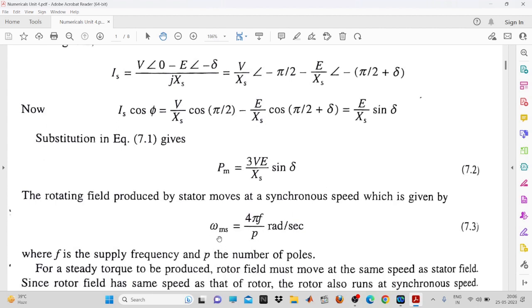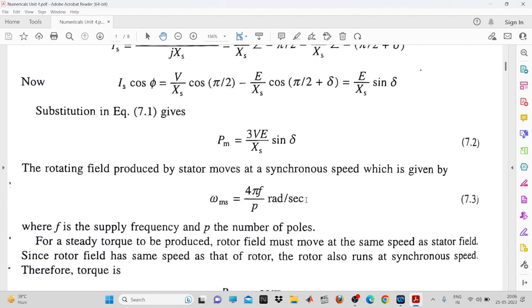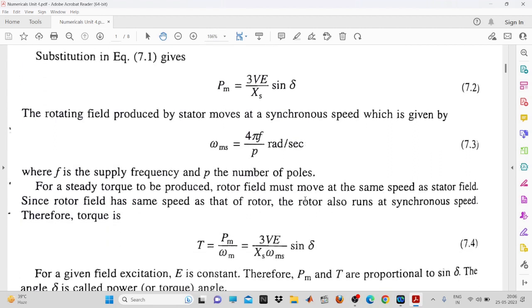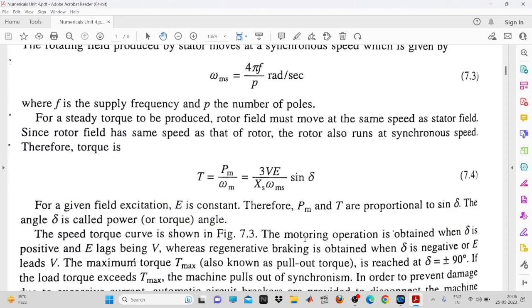Okay, and we want the angular speed. What is the angular speed? That is 2 pi f, or we can write omega equals 2 pi n. So 2 pi into 2f by P. So you'll be getting this as the rotating magnetic field speed. And similarly, now when you have the mechanical power, you can simply calculate the torque. So P will be equal to omega into T. So we take T equal to P upon omega, and this will be your speed.